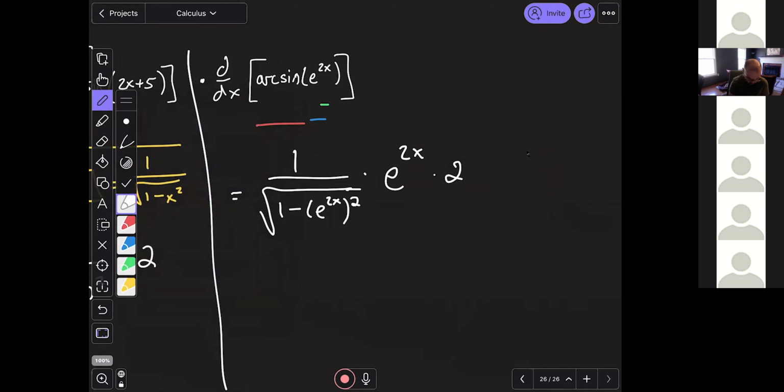Okay, so going through this, this is the derivative of my outermost function, and then we have the next level, and then we have that final level in there.